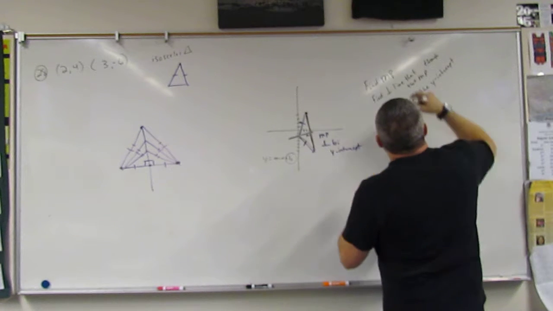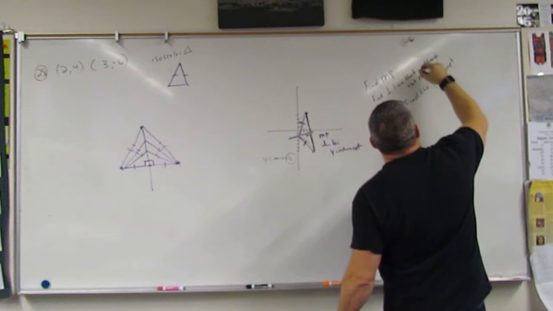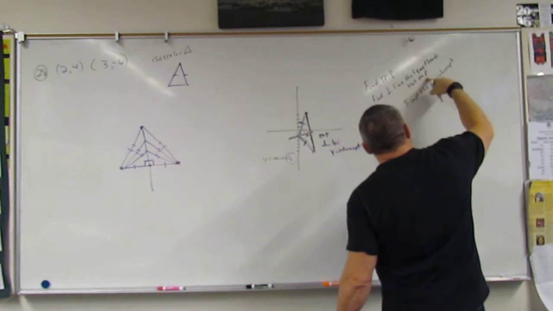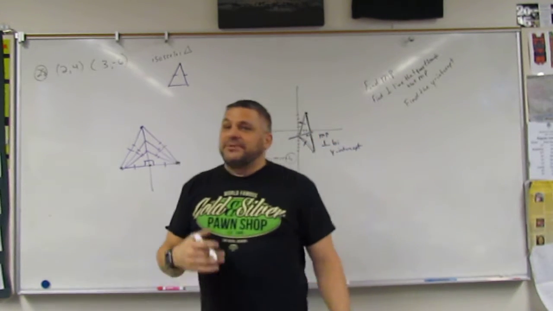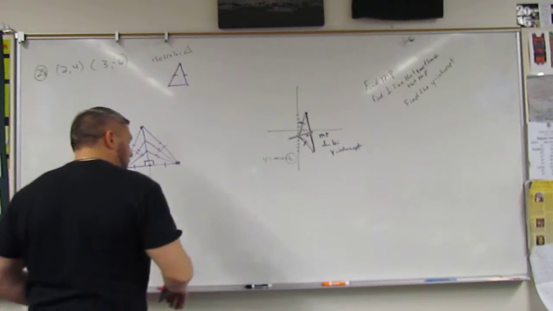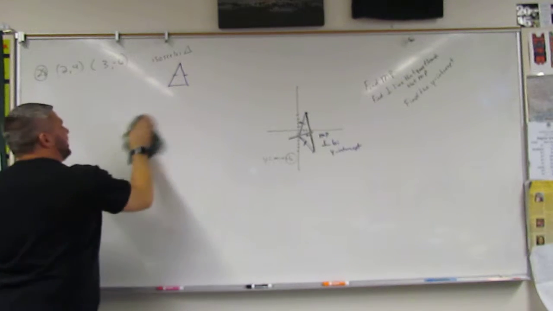All right. Find the midpoint. Then find the perpendicular line that goes through that midpoint. Is that it? And then find the y-intercept of that line. We're starting right now. All right, let's erase this part so I have some room.